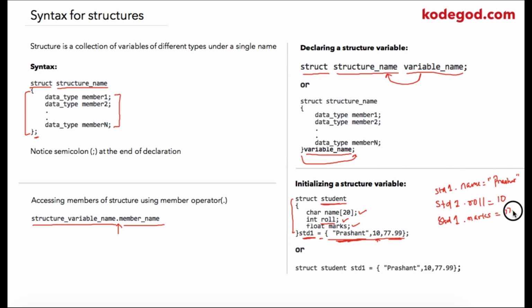So the corresponding values will go inside std1.name equal to Prashant, then std1.role equal to 10, and then finally std1.marks equal to 77.99. There is one more method using which you can initialize your variable. When you have your structure defined, you can simply write struct, the structure name and your variable name for that structure, and then you can specify values for your structure.